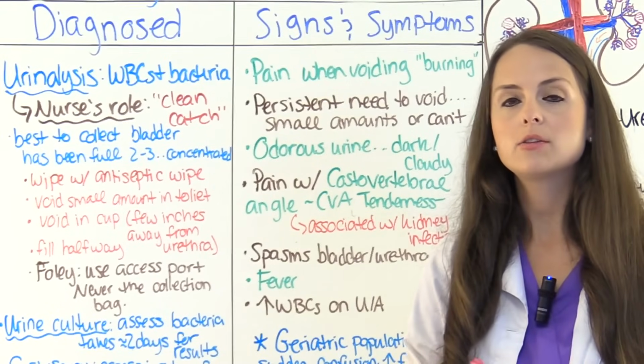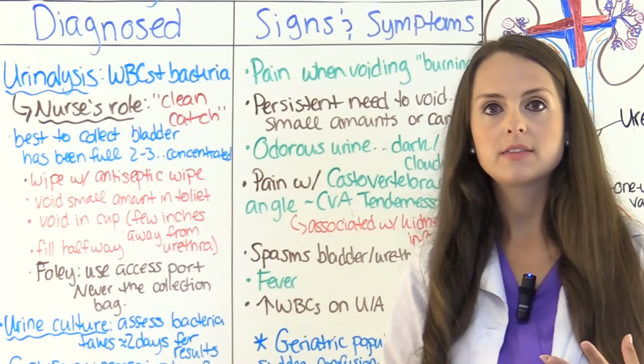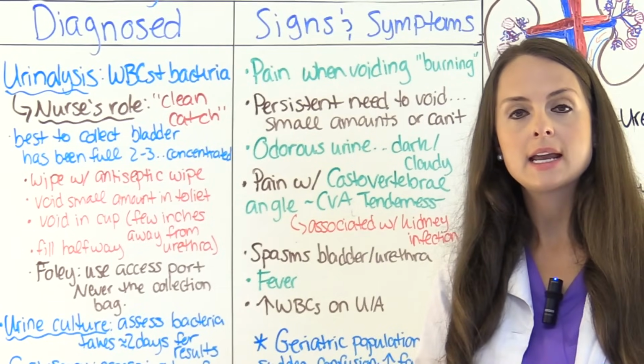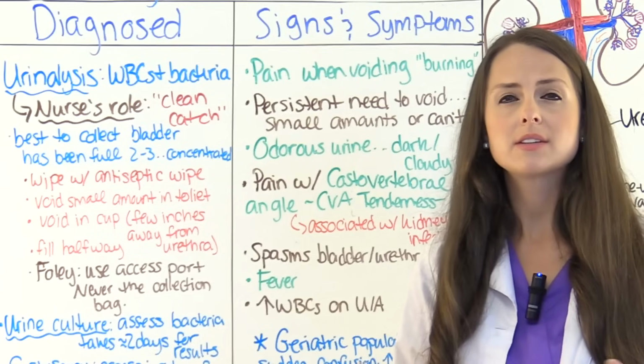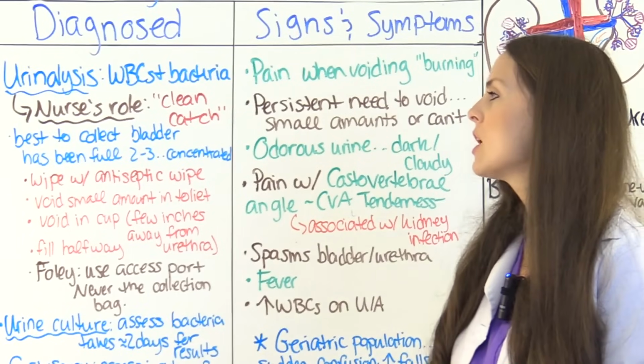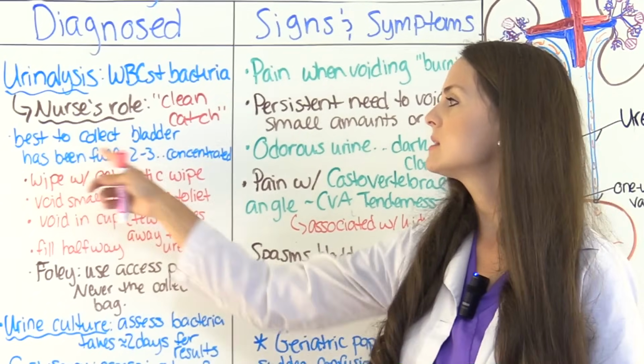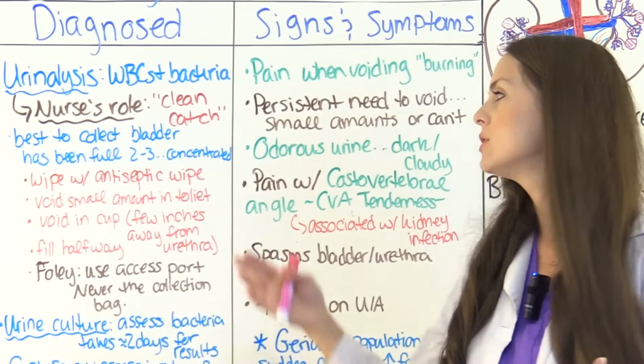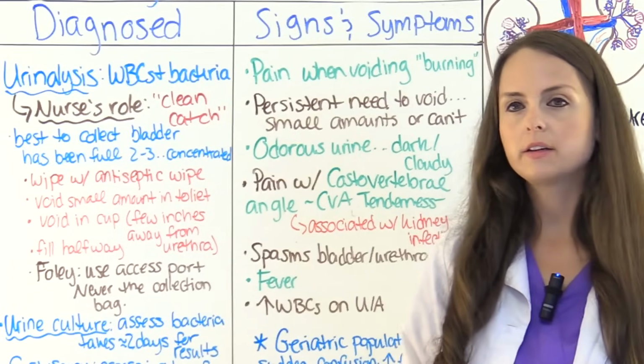You're going to either be doing this or the patient, so you'll want to educate them how to do this. This method helps us prevent contaminating that specimen, which could give us a false positive. When you're collecting a UA, it's best to collect when the bladder has been full for about 2 to 3 hours, so the urine is concentrated, not diluted.